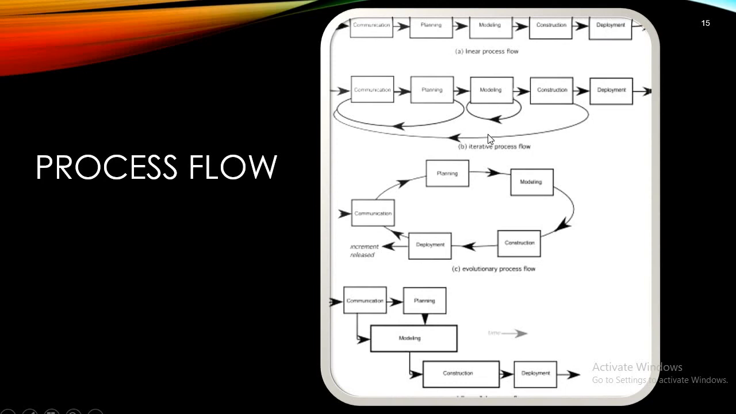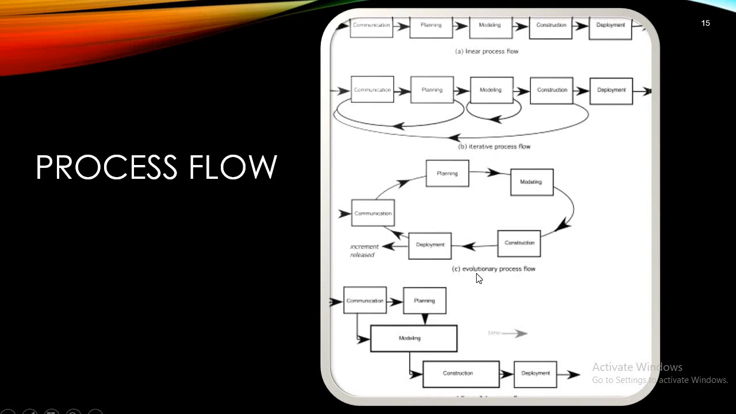And the next what we have is iterative process flow. Under iterative process flow, it repeats one or more of the activities before proceeding to the next. Okay, so that we call an iterative process, as defined in the diagram.